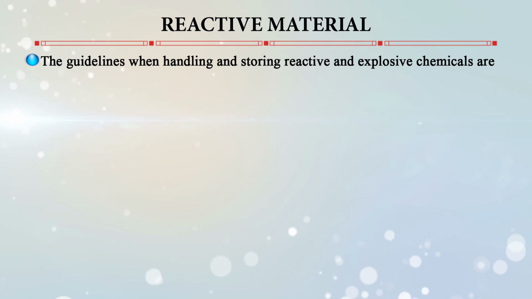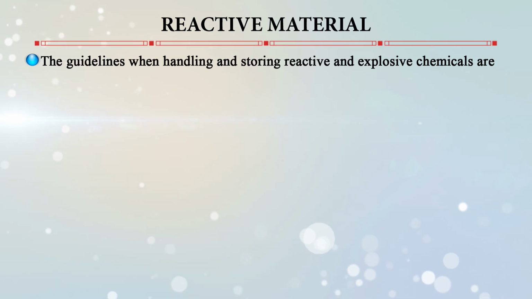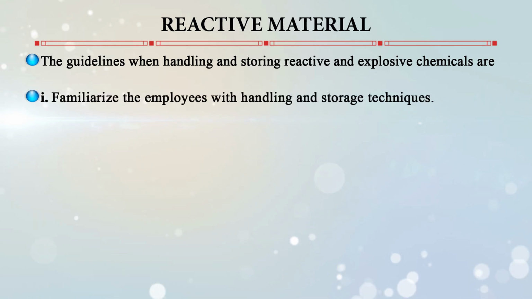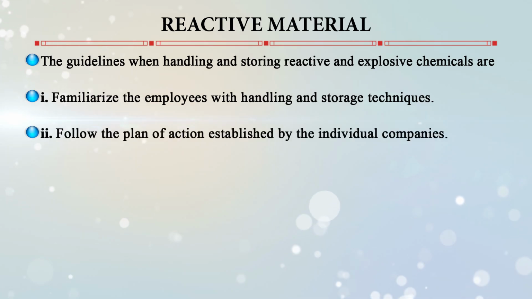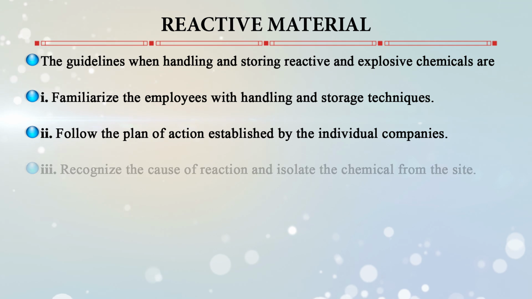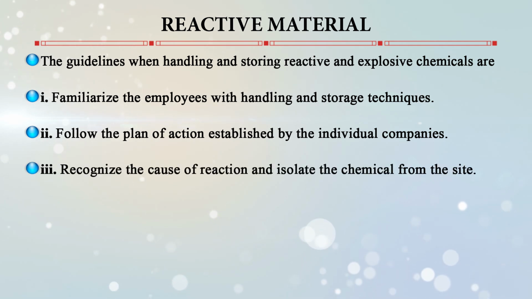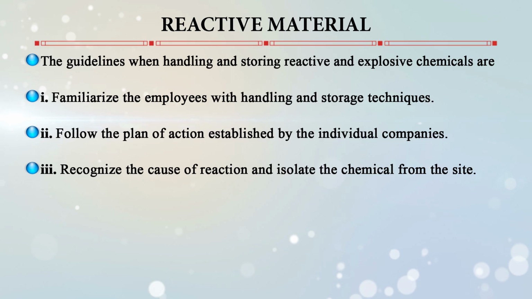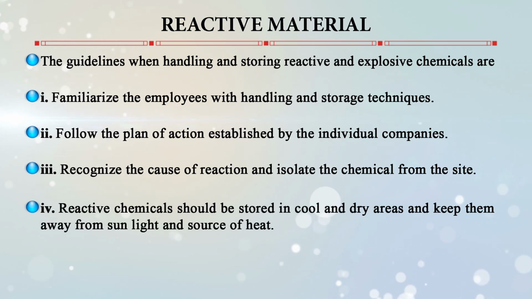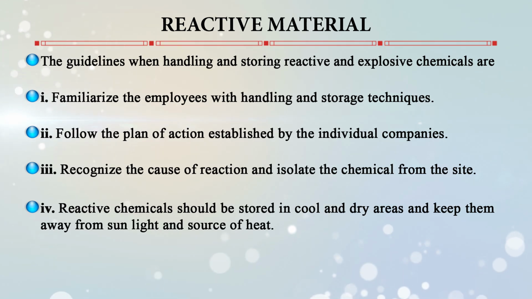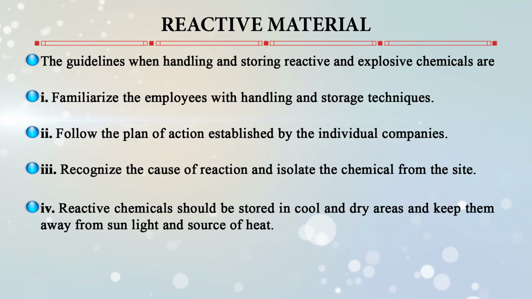As mitigation measures for these reactive chemical materials, we have to use guidelines when handling strongly reactive and explosive chemicals, like familiarizing employees with handling and storage techniques, following the plan of action established by the individual companies, recognizing the cause of the reaction, and isolating the chemicals from the site immediately. Reactive chemicals should be stored in cool and dry areas, kept away from sunlight and sources of heat.